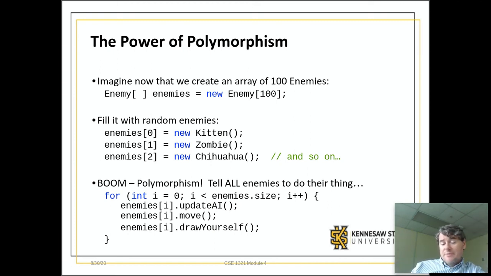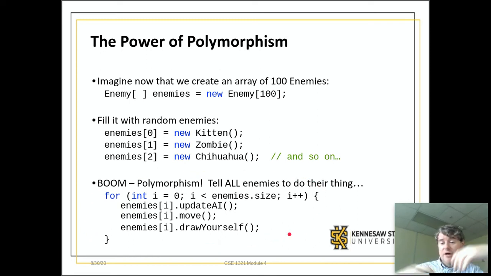So now I'm going to say I want all of my enemies to do their thing. So it may be that each enemy has to do its own update, its own move, and then its own draw itself, which decides whether or not it wants to do it. But the key point here is, in this second block of code, I don't have to say, if you're a cat, do this, if you're a zombie, do that. I simply say, update. And the definition for zombie will be different than the definition for kitten. They will do something different, but I don't have to care about that down here.